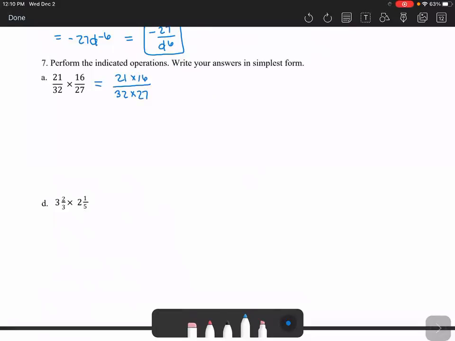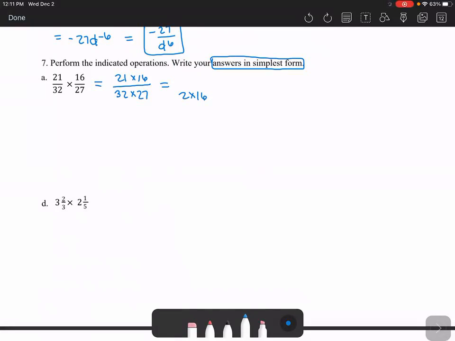So we just multiply straight across, and you'll notice that these numbers are typically picked so that you can cancel them out. So the extra direction on this question is to write your answers in the simplest form. So like I said, these numbers are picked so that you don't have to do some outlandish large multiplication and then division that just seems really complicated. So you can see that there's a relationship between 16 and 32, namely that 32 is 2 times 16. So those are going to cancel out nicely.